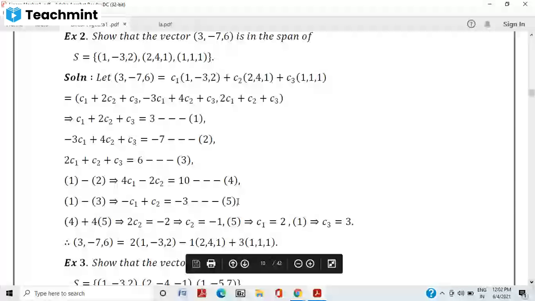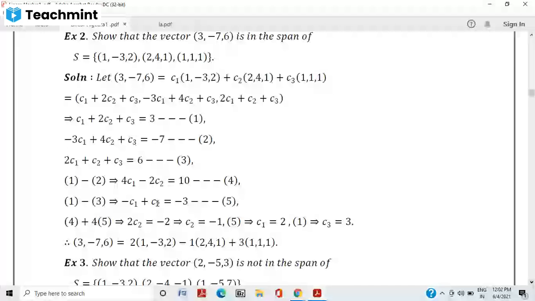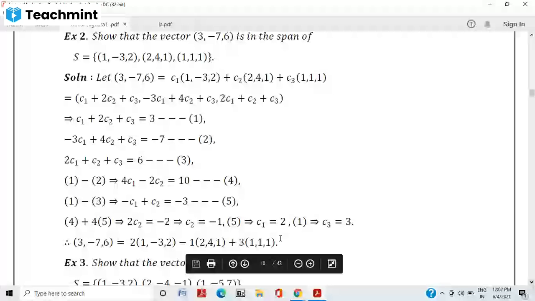For that, we can multiply equation 5 with 4. 4C1 minus 4C1 is 0. Minus 2C2, then here we have to multiply with 4: minus 2C2 plus 4C2 is 2C2. Then 10 minus 12 means minus 2. So C2 is minus 1. Then substitute and find out each value for C1 and C3.